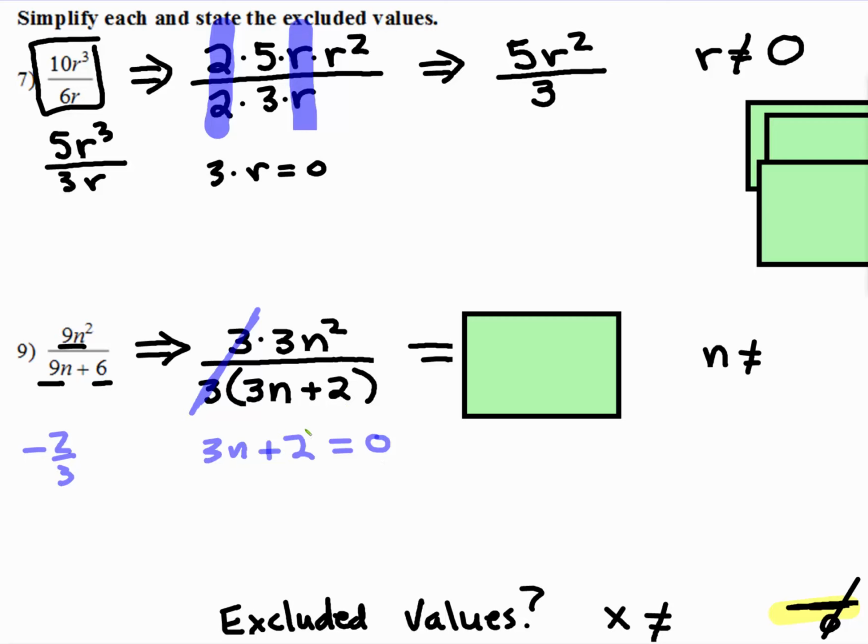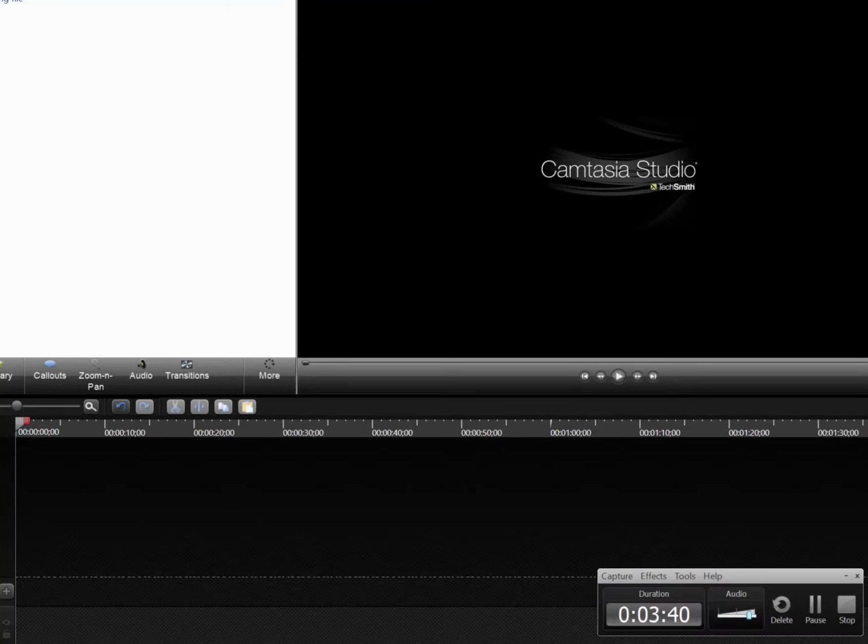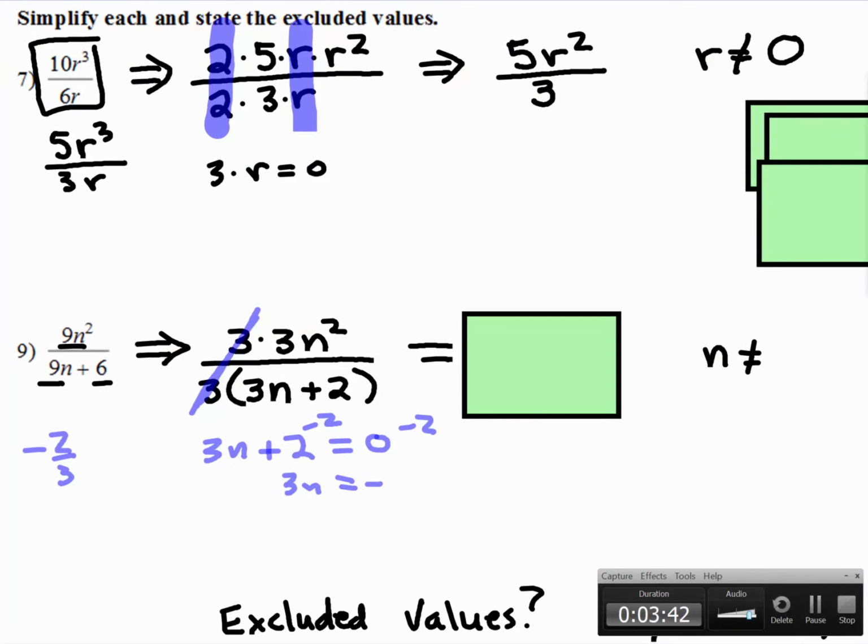Well, the first thing you're going to do is subtract 2. So now you have 3n is equal to -2. Well, to get n by itself, we're going to divide both sides by 3. So there you go. So n cannot equal -2/3.